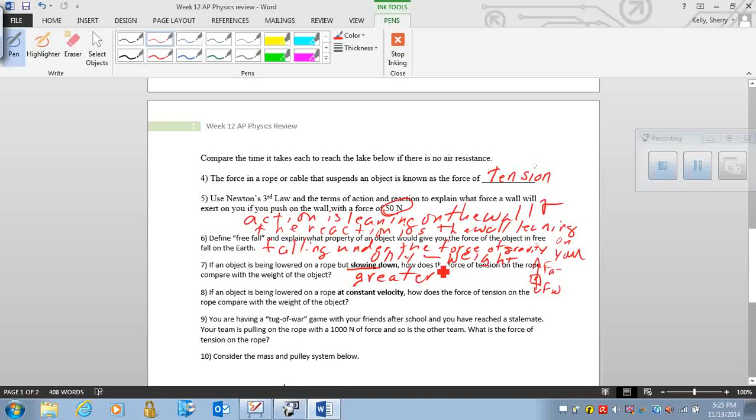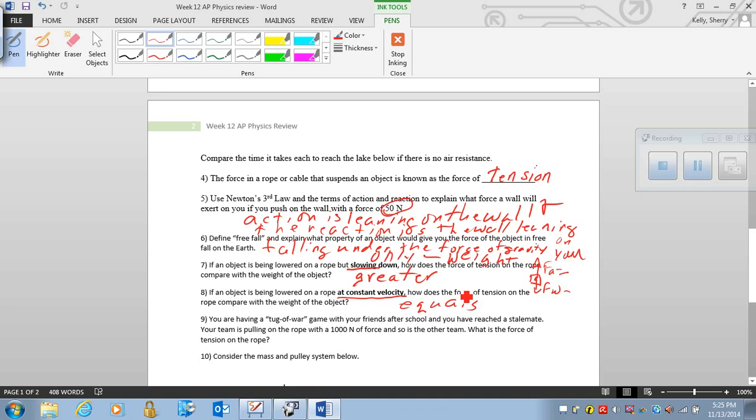However, if it's being lowered at constant velocity, well, then that means that your applied force has to equal your weight force, because if it's at constant velocity, there's no net acceleration. If there's no net acceleration, then these two vectors must equal each other. So if it's being lowered on a rope at constant velocity, then the tension equals the weight of the object.